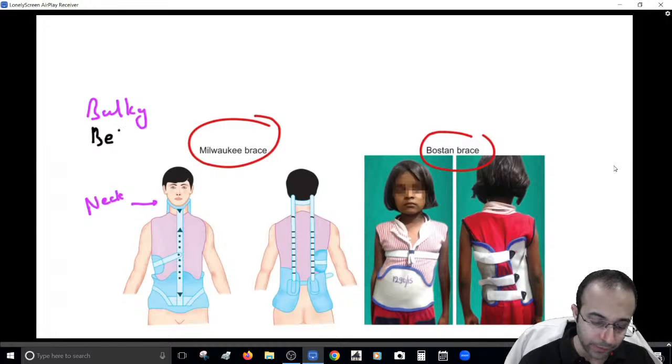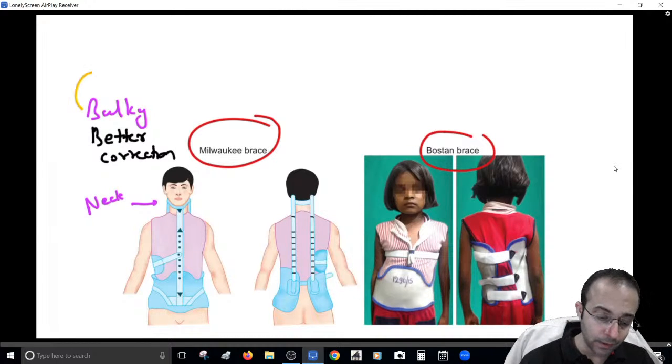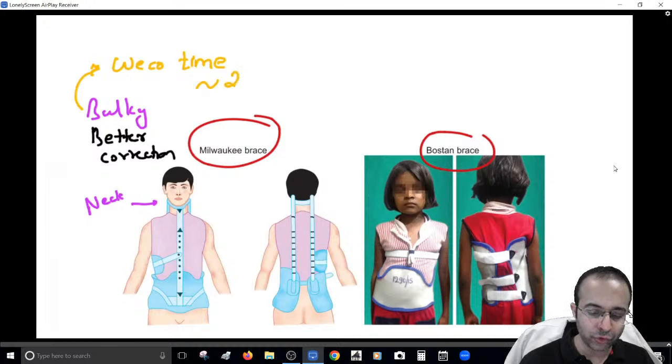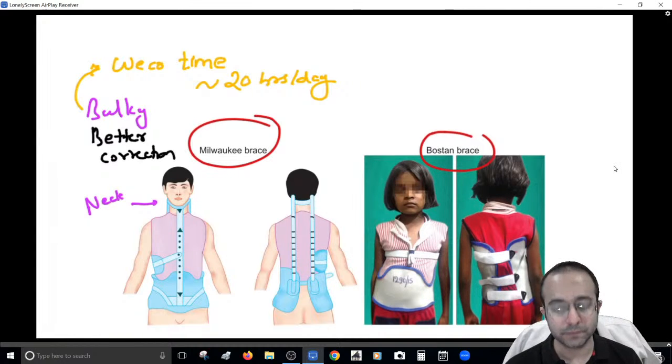Although it is bulky, it is the better brace because it gives you the better correction. But the bulky thing comes with a lot of trouble, because the wear time that is advised for these braces is almost like 20 hours per day. So something as bulky as this could be troublesome.